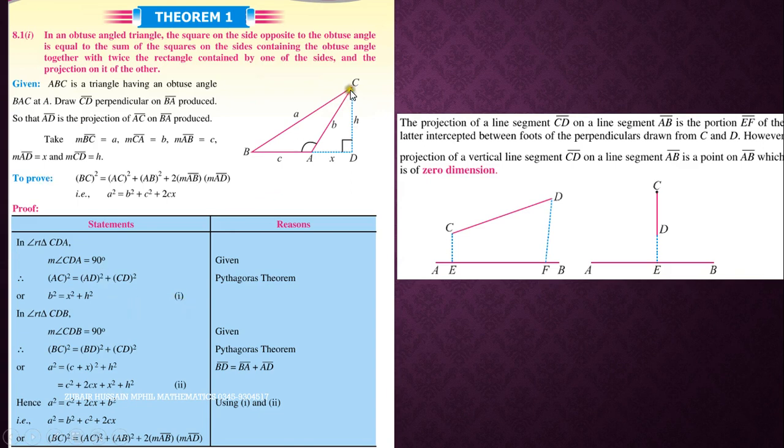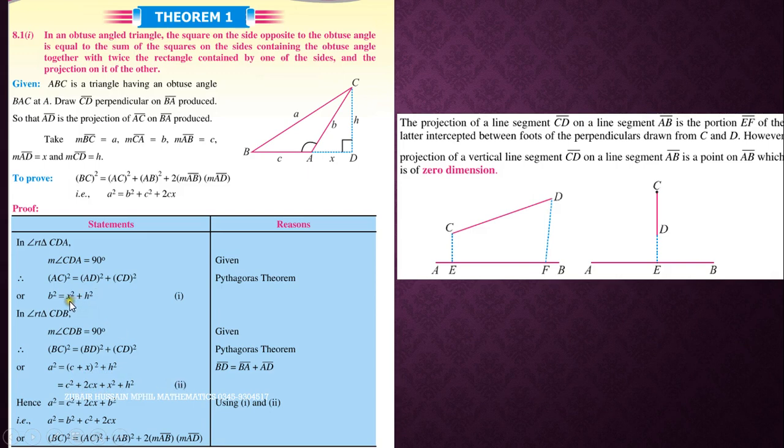Now in the big right angle triangle BDC, this angle is 90 degrees. Again use the Pythagoras theorem. The hypotenuse is BC, so BC square is equal to BD square plus CD square. Here BD has two parts, c and x, so it can be written as (c plus x) whole square. So a square is equal to (c plus x) whole square plus h square. Expanding it, it becomes c square plus 2cx plus x square plus h square. This is equation 2.